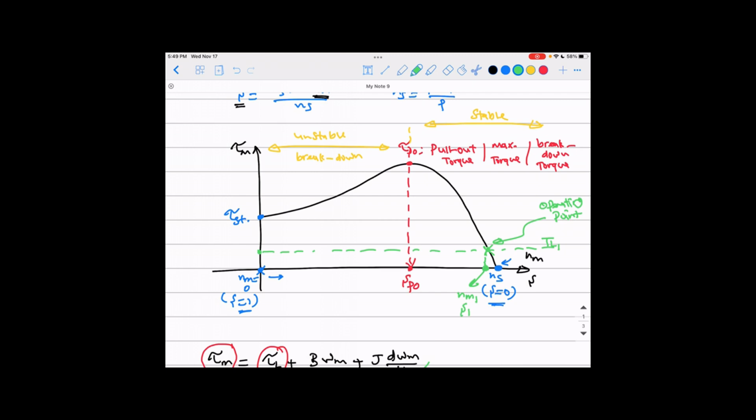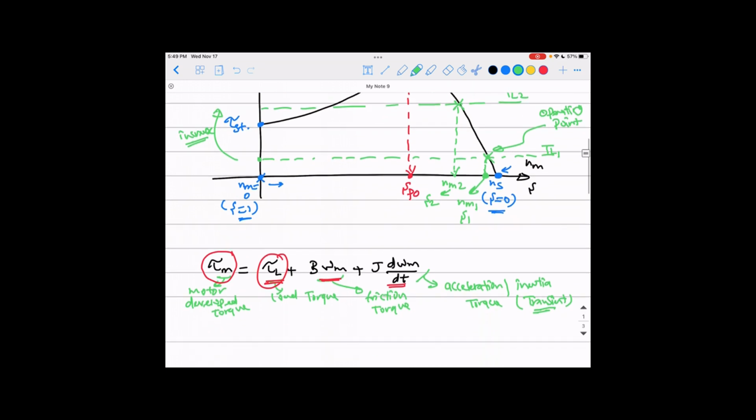What happens if your load torque increases? So that is T load 2. Your load torque has just increased from T load 1 to T load 2. What will happen is your operating point will now be here. If you again go down here, you'll find Nm2, and its corresponding slip will be S2.